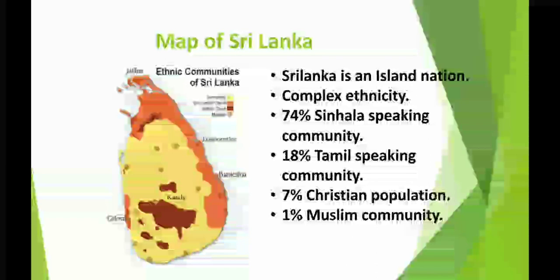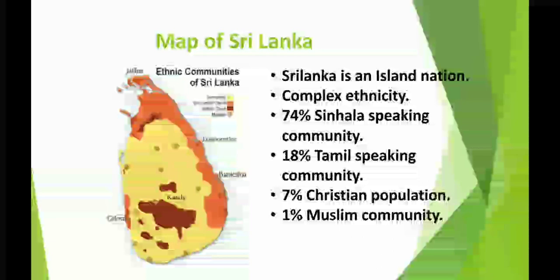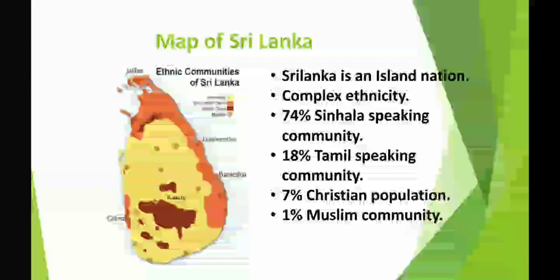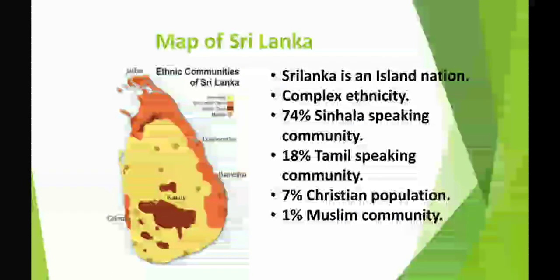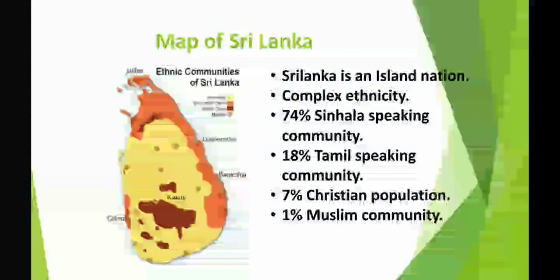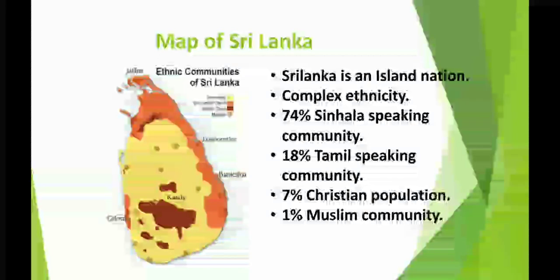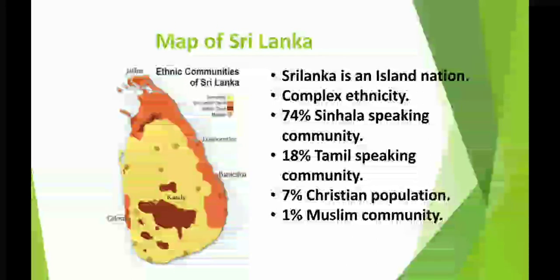Now there is another division, basically a subdivision, in the Tamil speaking community. We can see that 13% of the Tamil speaking community in Sri Lanka are the natives of Sri Lanka, and so they are called the Sri Lankan Tamils. The rest 5% are of Indian origin, and thus they are called the Indian Tamils. And the rest of the 7% are of Christian community, comprising of both Tamils and the Sinhalese, and the 1% are of the Muslims.